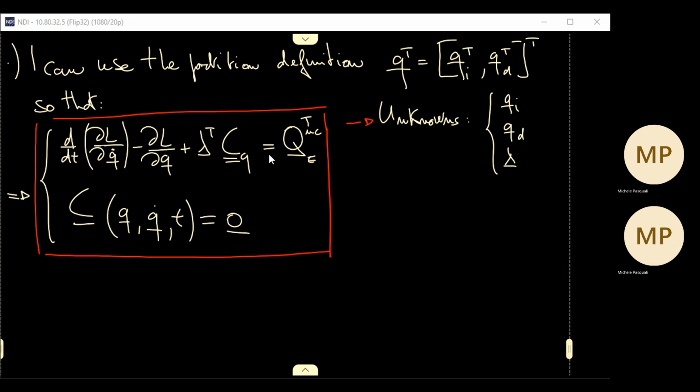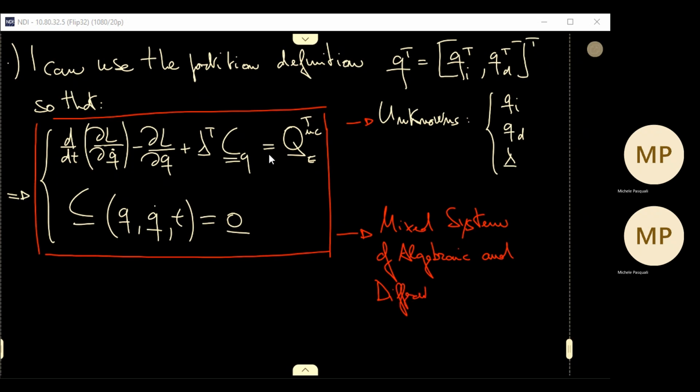So you can set it here now. This is a mixed system of algebraic differential equations.